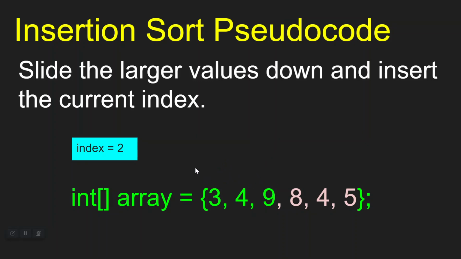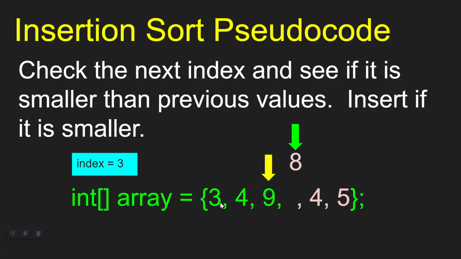Now we're going to go up to index 3. So 0, 1, 2, 3. We're going to pull out that 8. Now we need to check the previous values, and we're looking for values that are larger. We're going to see if 8 is smaller than any of the previous values. Obviously, it's smaller than 9. So 9 slides down, and then 8 gets inserted here. Now index 0, 1, 2, and 3 are properly sorted. So let's keep it going.